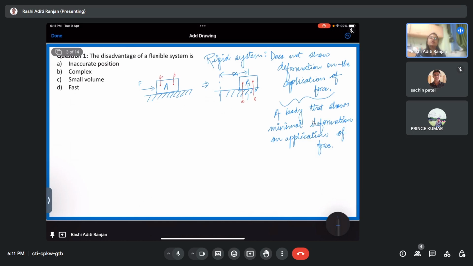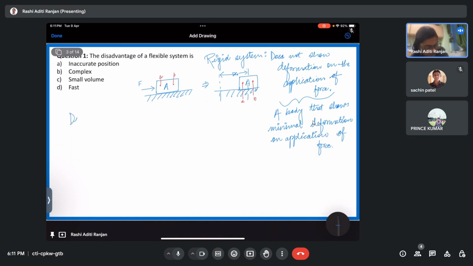Now as the question is about a flexible system, so first let us discuss the disadvantages of a rigid system. Now, what are the disadvantages of a rigid system? See, if I am saying that my system is having very less deformation, what does it mean? It means that it is having very high stiffness, isn't it? It is having a very high stiffness, that is why it is not showing any kind of deformation in it, right? And if it is having a very high stiffness, then it means that it must be heavy.